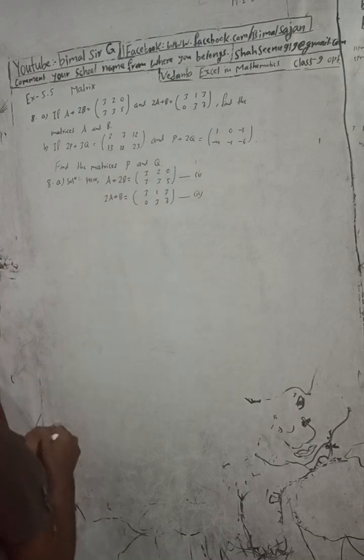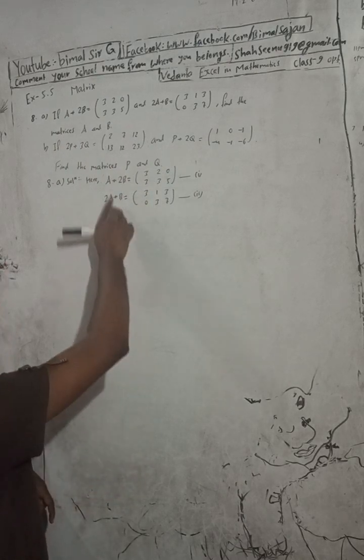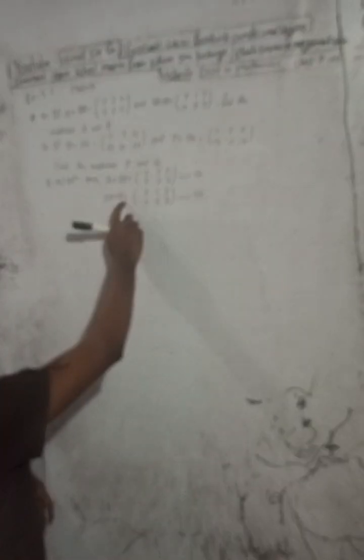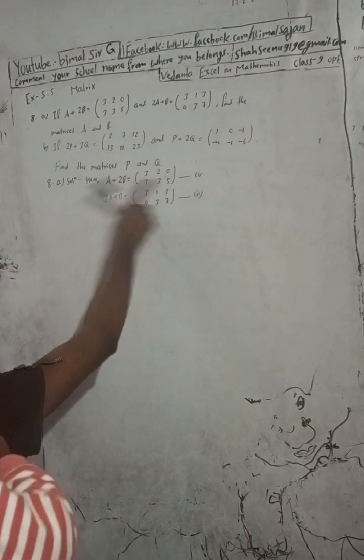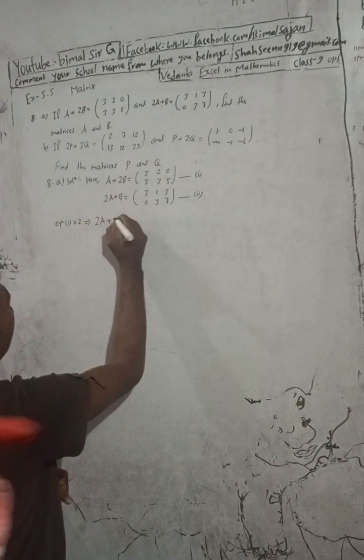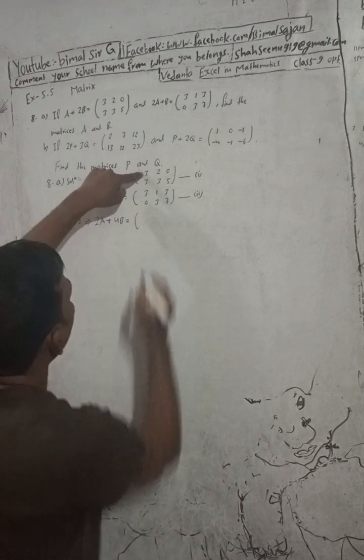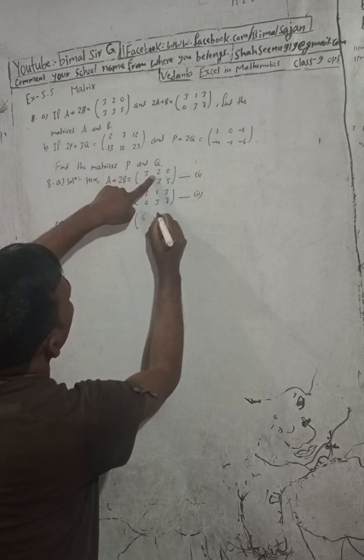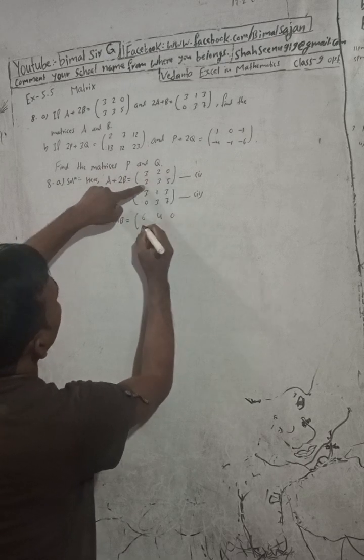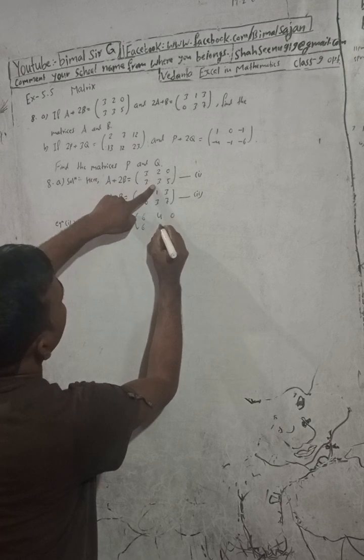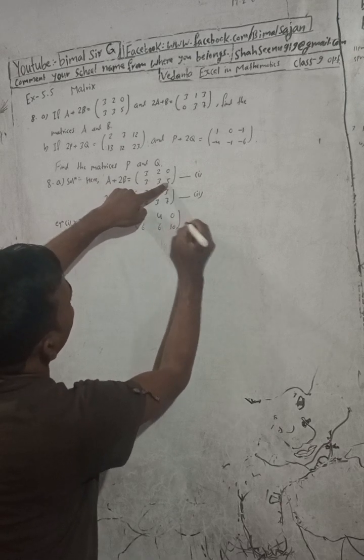To find A and B, we first have to see the coefficients. The coefficient of A is 1 here, 2 here; and B is 2 and 1. So it is better to multiply equation 1 by 2, then I will get 2A. Equation 1 into 2 means 2A plus 4B is equal to 2 times 3 is 6, 2 times 2 is 4, 2 times 0 is 0, 3 times 2 is 6, 3 times 2 is 6, and 5 times 2 is 10. This is our equation 3.